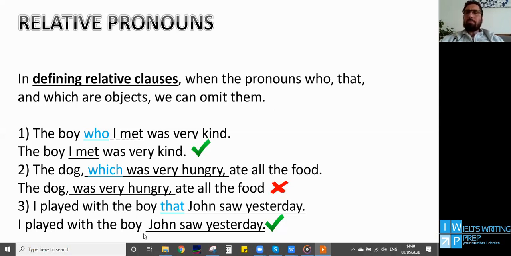We can drop it. Now you might say, why do we need to drop it? Why would we drop it? Sometimes when you have too many relative pronouns, who, which, you don't want to overuse these cohesive devices. They're called linkers, a type of linker, because they link our ideas together. So we don't want to use them too many times. Sometimes if we have too many which, that, and who, we might want to drop them. Okay, so let's move on.